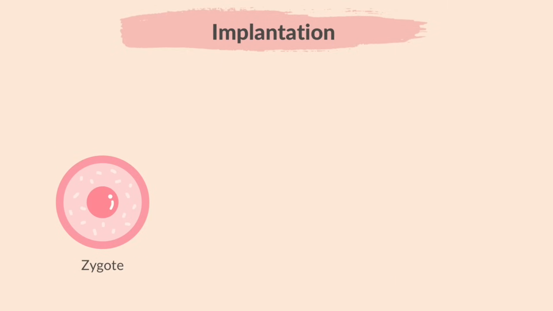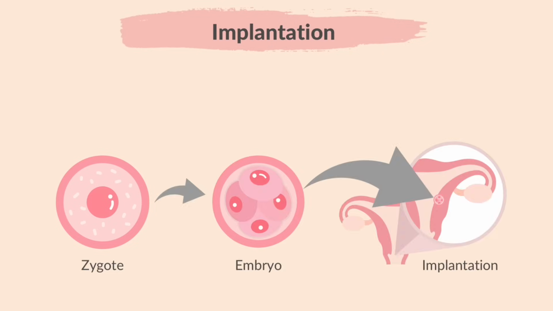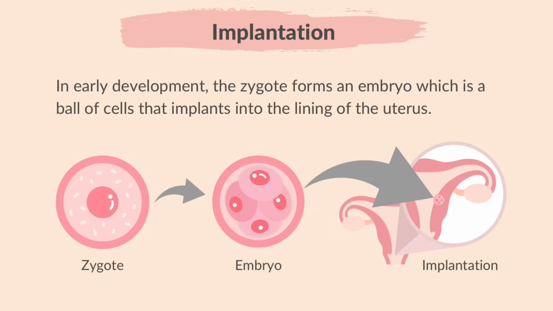So once the egg cell is fertilized by the sperm in the oviduct, a zygote is formed. It travels towards the uterus. In early development, the zygote forms an embryo, which is a ball of cells that implants into the lining of the uterus. Here, the embryo continues to grow and develop.